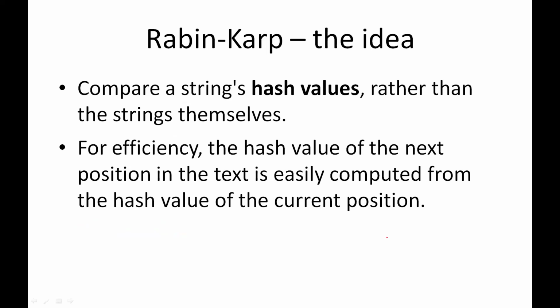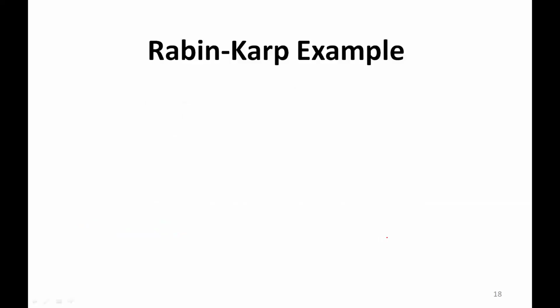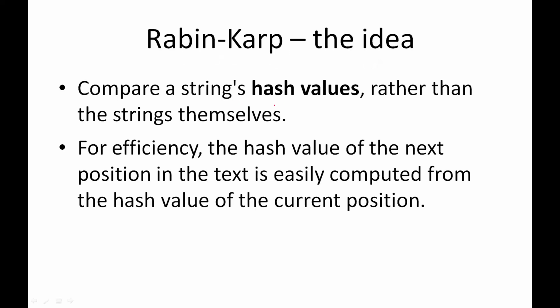So if you look at any pattern and text, basically we can do something like this. The Rabin-Karp algorithm was developed by those two people, Richard M. Karp and Michael O. Rabin, in 1987. The basic idea behind this is that it compares the hash values. You know what hash values are? We have already learned what a hash value is in data structures and algorithms.